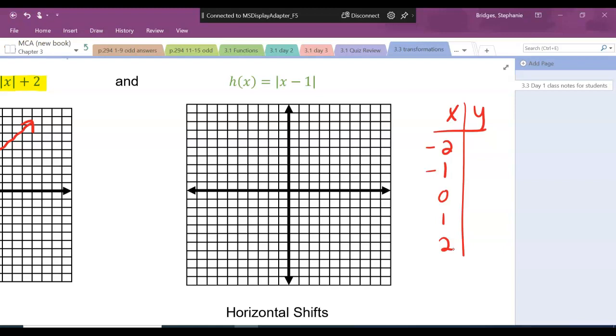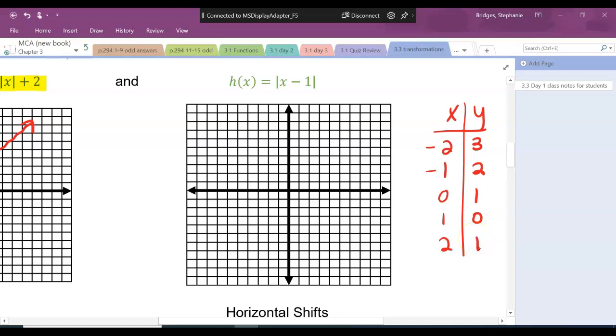What do you get when you plug in -2? Yeah, and then the absolute value of -3 is 3. Okay. What about -1? We get -2, so it would be 2. If we plug in 0, we get -1, which is 1. We plug in 1, what do we get? 0. And if we plug in 2, we get 1 again.